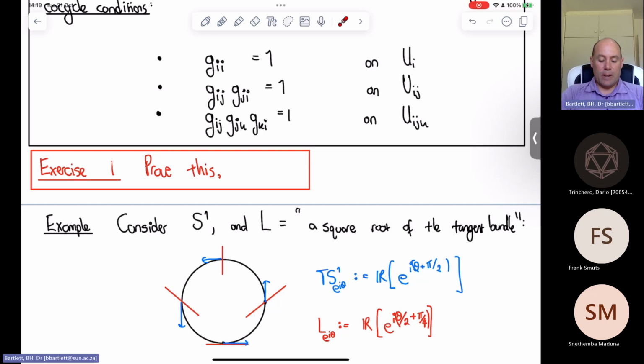The one sphere. And let L be a square root of the tangent bundle. So over here, I've drawn in blue a basis for the tangent bundle of the two sphere, right? Of the one sphere, sorry. So at each point, it's just the lines that are tangent at that point, and there's actually a globally defined section of that tangent bundle, right?